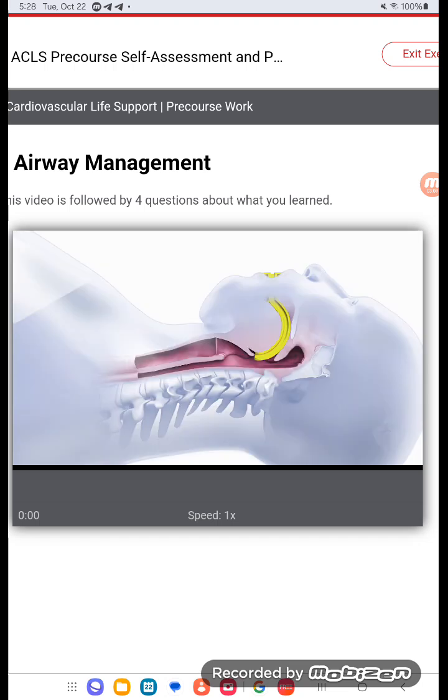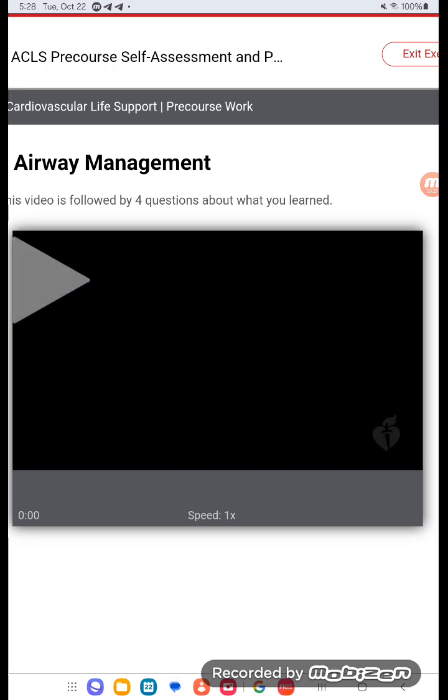Once properly inserted, the OPA holds the tongue away from the posterior wall of the pharynx. It also provides access to the throat for suctioning and prevents the patient from biting an advanced airway.